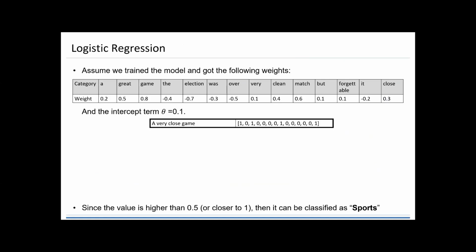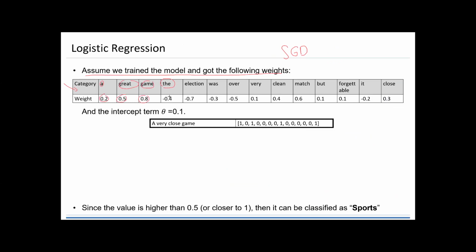In logistic regression, when we try to find the weights, usually we use methods like SGD, stochastic gradient descent, or maybe there's also another way to get the weights. So let's just assume that we train the model and we got the following weights. So let's say this is the weight. The word a has the weight 0.2 and the word grid has the weight 0.5. The word Kim has the weight 0.8.